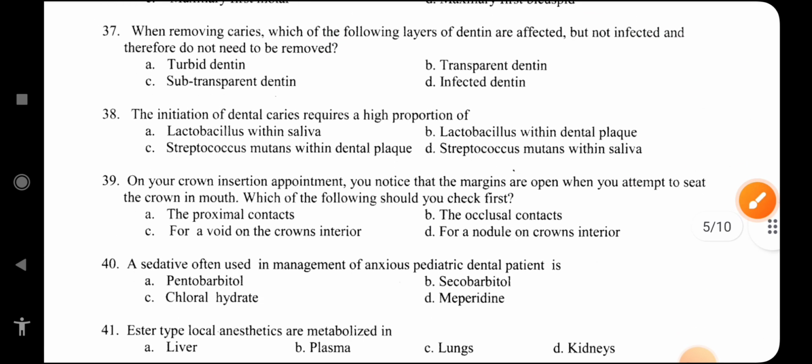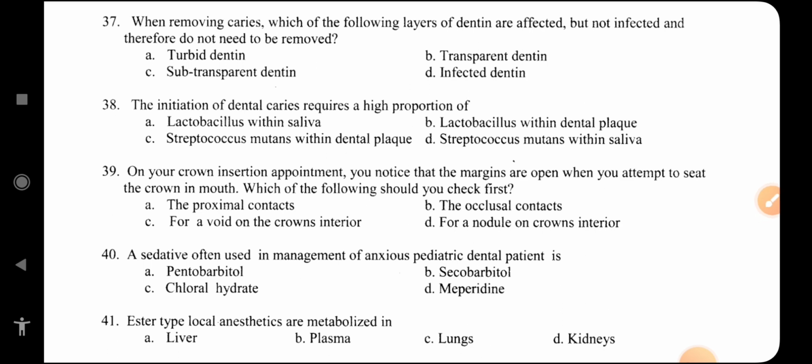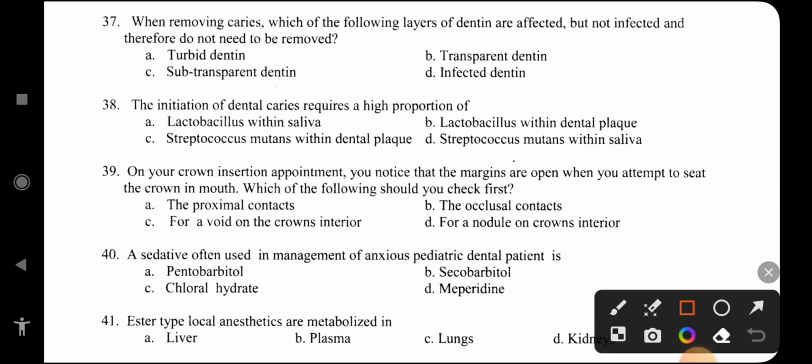Next question is, when removing caries, which of the following layers of dentine are affected but not infected and therefore do not need to be removed? Options are turbid dentine, transparent dentine, subtransparent dentine, or infected dentine. And the correct answer is subtransparent dentine. Subtransparent dentine is the layer of dentine affected but not infected, therefore it does not need to be removed.